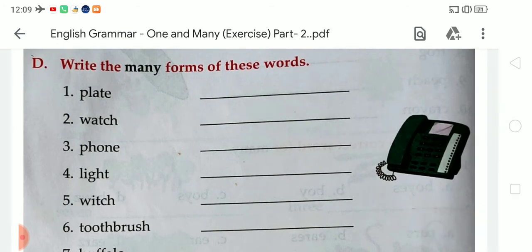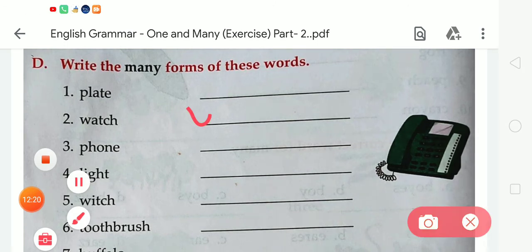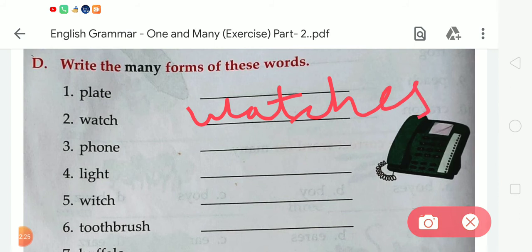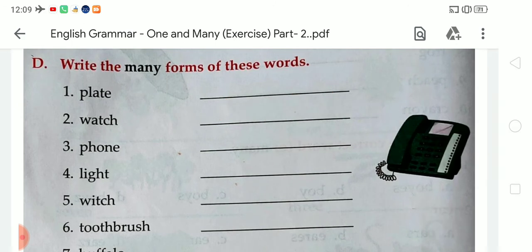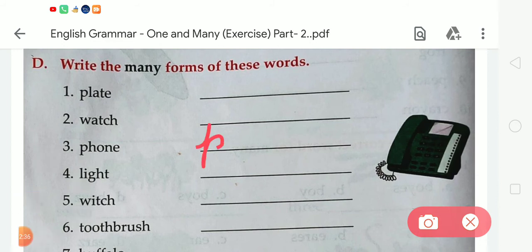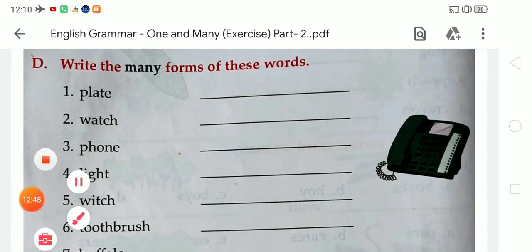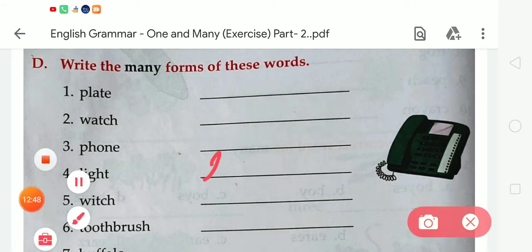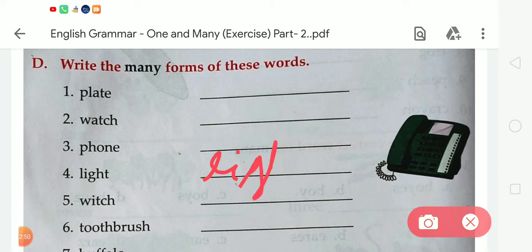What is the spelling of watches? So student, W-A-T-C-H-E-S, watches. We have to write here watches. Okay, now next, the third word is phone, so we have to write here phones. P-H-O-N-E-S, phones. Okay, now moving to the next, in number 4 there is the word light. So student, the plural form, the many form of light is light.